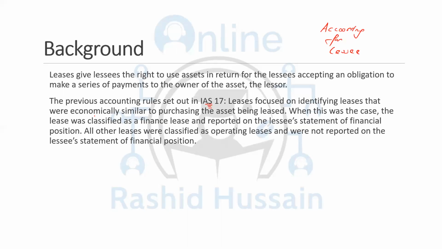Why was there a need to change the standard, why did they change it, why is there a new treatment? There's a background to that, and I'm going to explain it. I'm talking from the lessee perspective. As I said, in F7 we are particularly talking about the accounting for lessee. So in IAS 17, there was a debate about which lease it is. There were two types of leases, finance lease and operating lease.